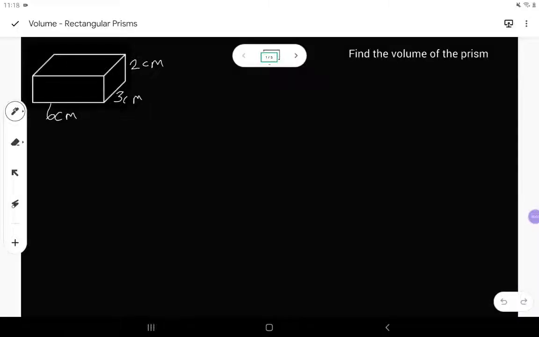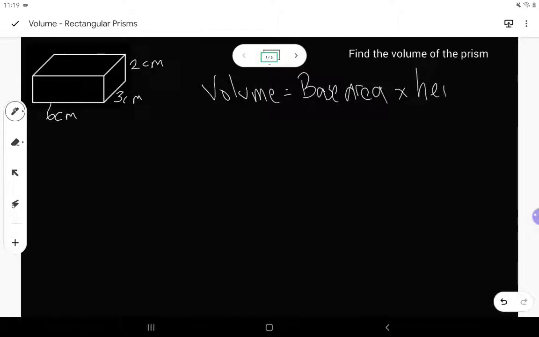In our last video we talked about how to find the volume of any prism where we were given the area of the base. And we started off by saying our formula for volume was simply the base area times the height of the prism. So now when I look at this rectangular prism that I have here, I'm not given a base area. I don't have a base area drawn in for me, so I need to do that part myself.